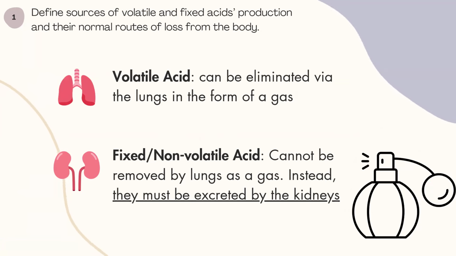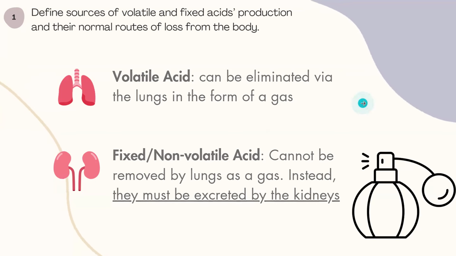And so it makes sense that these are the type of acids which are going to be released in the form of gas from our lungs. All right. Now, on the other hand, fixed or non-volatile, it's fixed. It can't change into gas. It's stuck as a liquid. So how do we remove this instead? Well, what's our major excretion of liquid? Urine, right? So it's going to be excreted by the kidneys inside the urine.